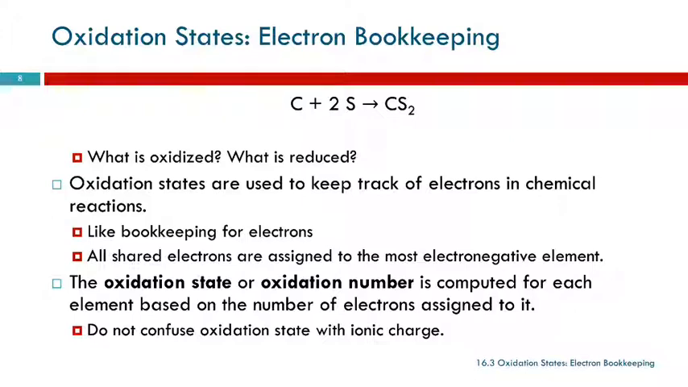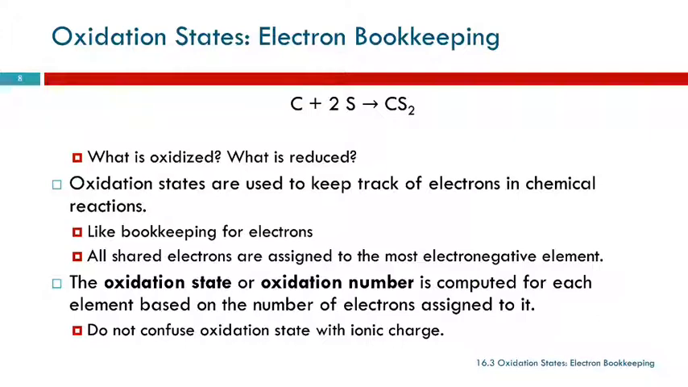So we use something called oxidation states that are used to keep track of the electrons. Because what happens here is when carbon and sulfur form this molecular compound, they have covalent bonds. So there's no charges in ions, but they're not always sharing the electrons equally. And so there is still some oxidation and reduction occurring. So oxidation states are like bookkeeping for electrons. The idea is that we take all of the shared electrons and assign them to the most electronegative element. So that's the guiding force behind this.